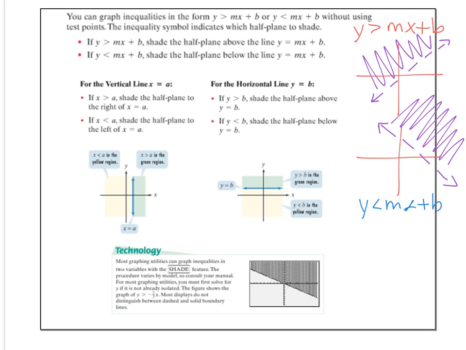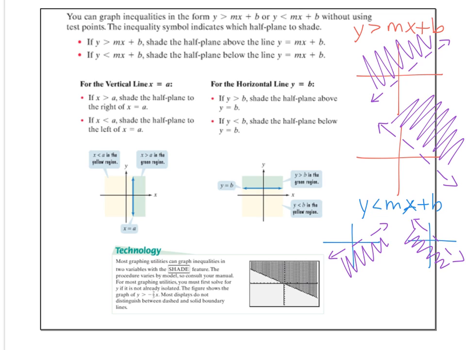The same thing could also be said for saying that I have y is less than mx plus b. And if I have my two graphs with some lines dashed through them, and I want less than, it's going to be down here, and it's going to be down here. So that's a good way to kind of just recognize.